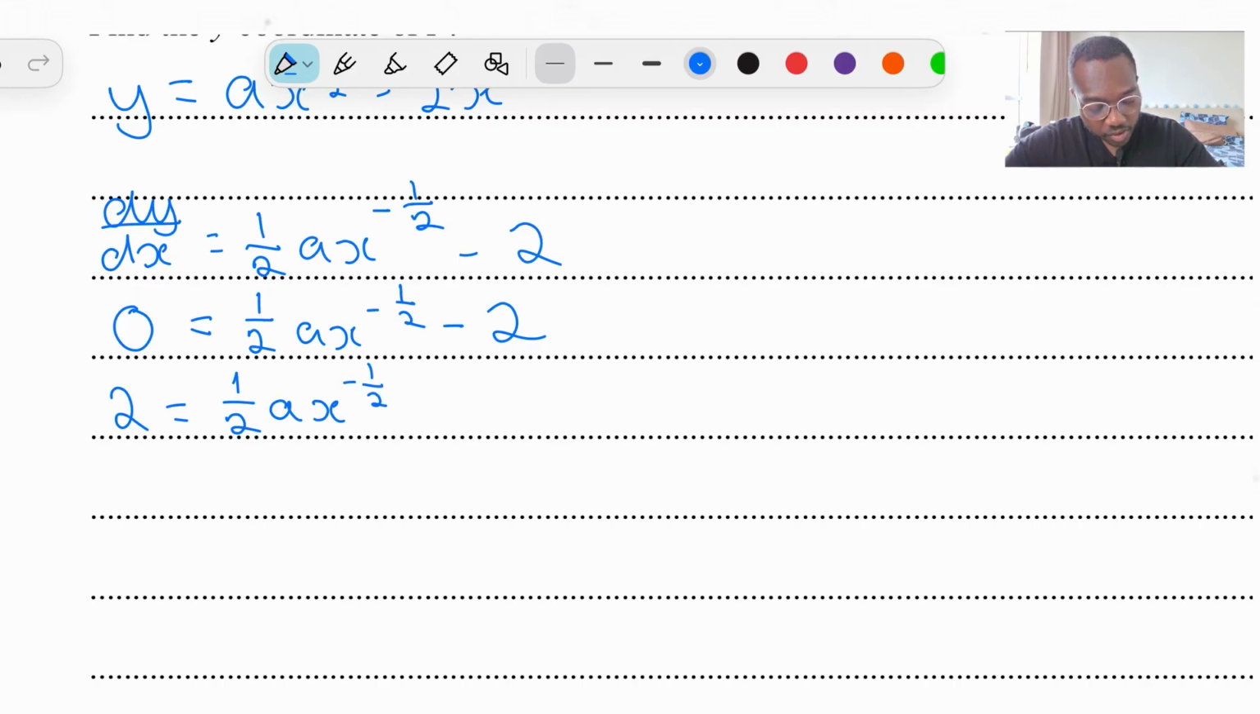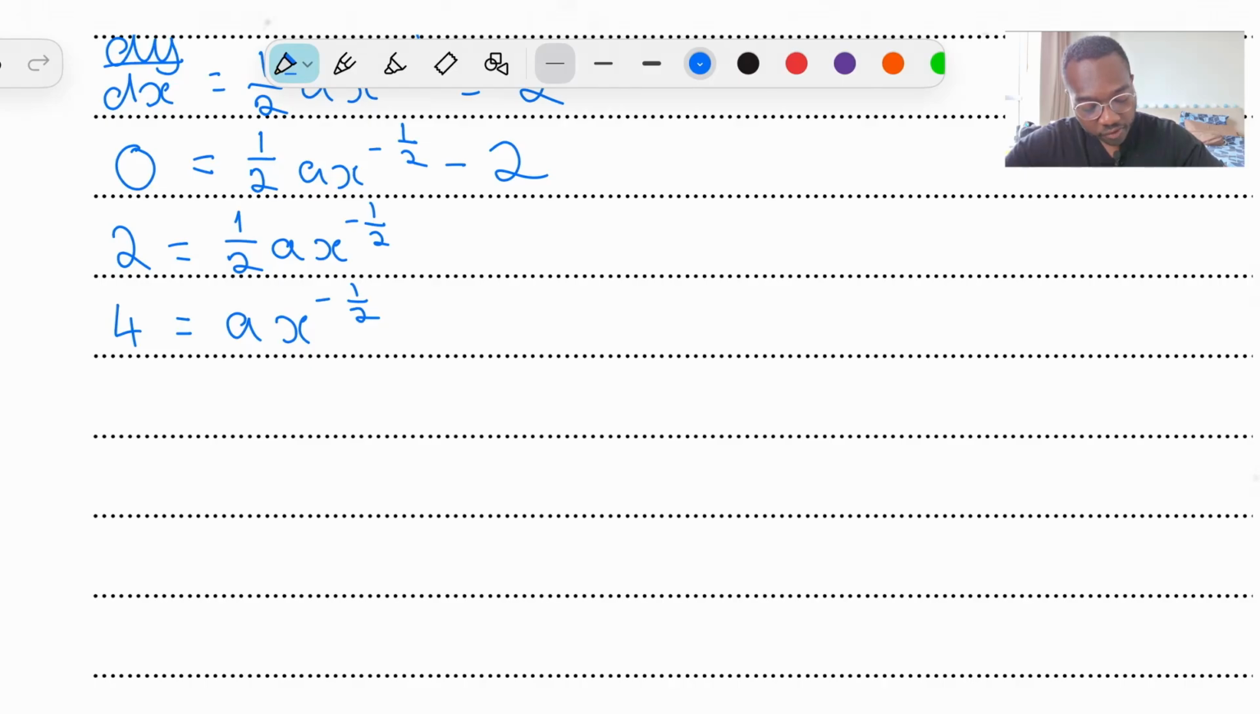Now, don't forget, we also know what our x value is. So let me multiply both sides by 2 to get rid of the half. So we get 4 is equal to ax to the power of minus a half. And we know that x is 9. So now let's put in our value for x, which is 9.